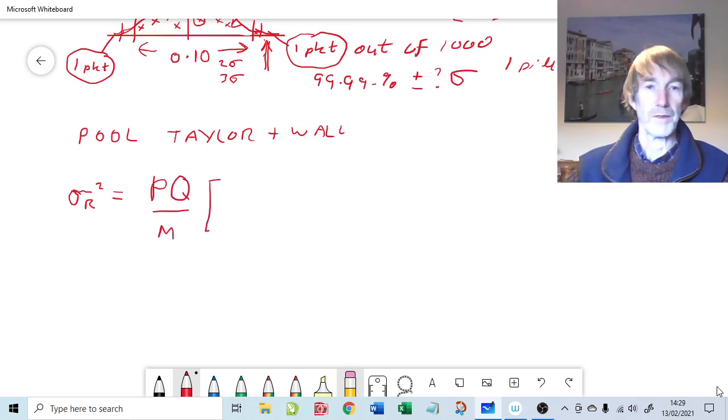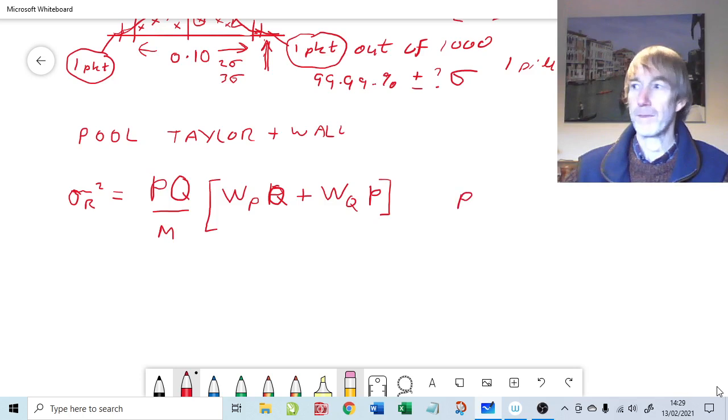Then the variance is expected to be this, where WP is the average mass of one component, the P component, and we times by the weight proportion of the other one, the Q, plus the average mass of the particle Q times by the weight proportion P. So it's a fairly straightforward, fairly simple equation. So I say P and Q are the weight proportions of the binary mixture, so we're expecting them to add up to 1.